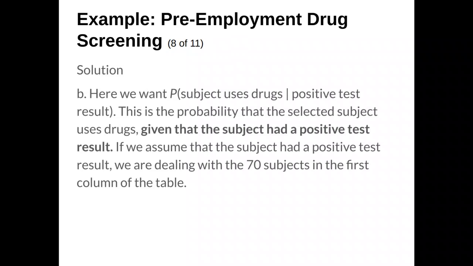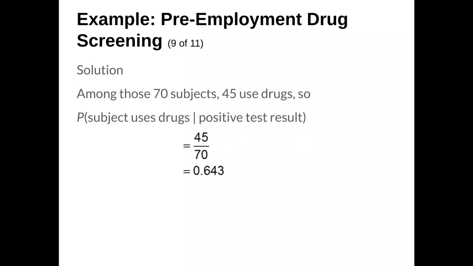We want to find the probability that the subject uses drugs given a positive test result. So we're assuming that we have a positive test result. Now, if you go back to the table, either skip through the video or hopefully you wrote the table down, there were 70 different subjects that had a positive test result. So what we want to do from there is see how many of them actually used drugs. Well, there's 45 that used drugs and had a positive test result. So we get 45 over 70.